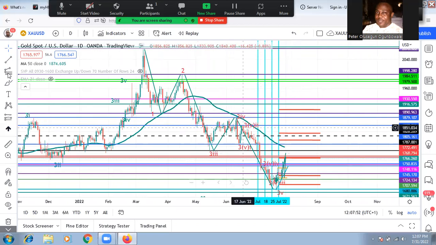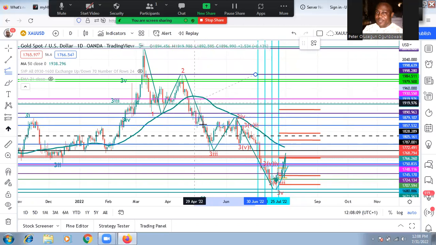So let's see. There is a 3-wave structure in the middle here, from the 2 down to this point here. This point is a connector here. That's the connector that we have. That's a flat correction in the middle. This is the connector.